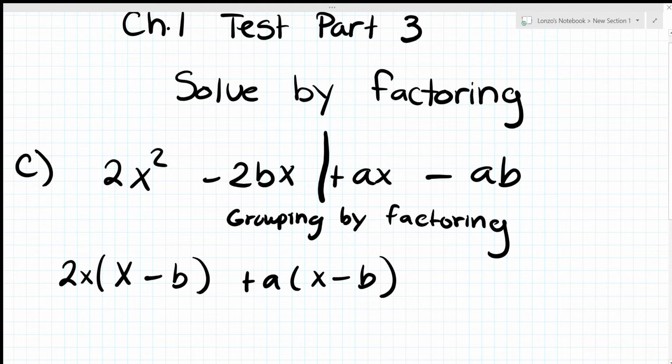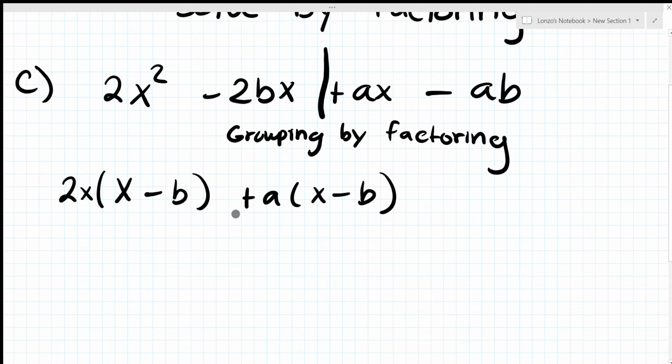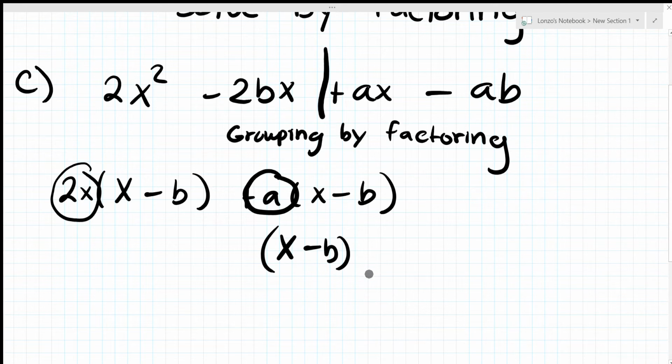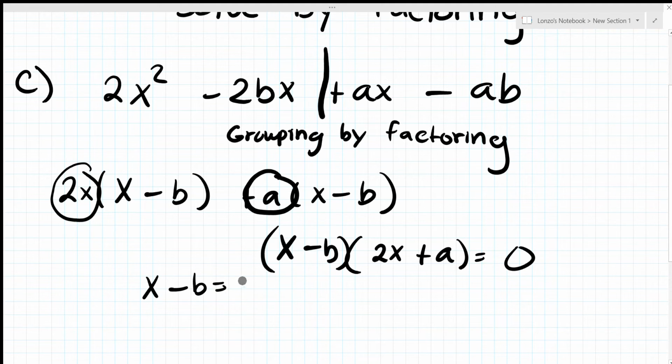It's just the same thing, right? So with grouping by factoring, you know it works because if this whole thing repeats or is the same, you just have to rewrite it once, and then you multiply it by whatever you're left over. So you're left with a 2x and a plus a, right? So it's going to be x minus b times 2x plus a equals 0. And then if you want to solve for x, you can set this to 2 parts, x minus b equals 0, and then 2x plus a equals 0. You add b to both sides.